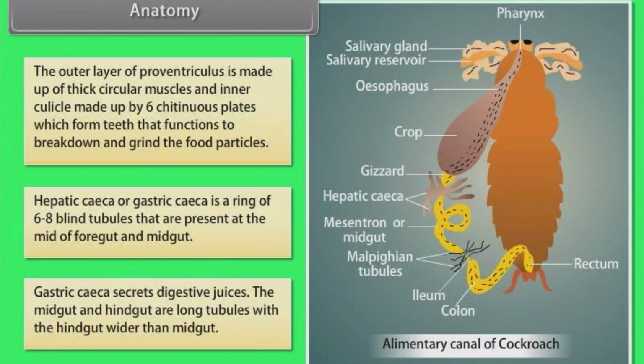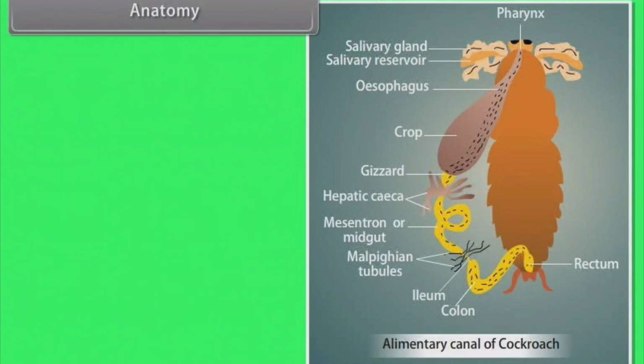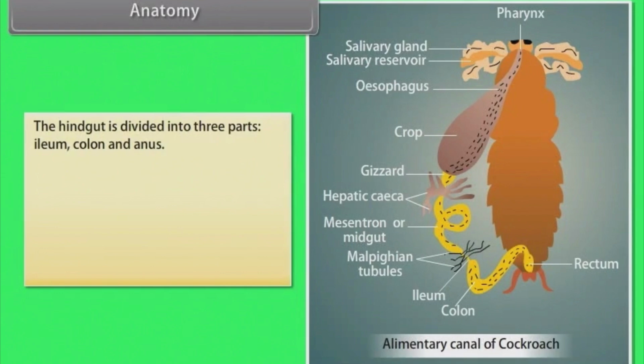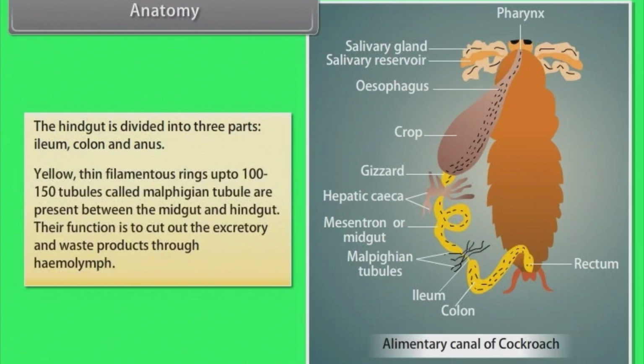The midgut and hindgut are long tubules, with the hindgut wider than the midgut. The hindgut is divided into 3 parts: ileum, colon, and rectum. Yellow, thin filamentous rings of 100 to 150 tubules called Malpighian tubules are present between the midgut and hindgut. Their function is to remove excretory and waste products through the haemolymph.